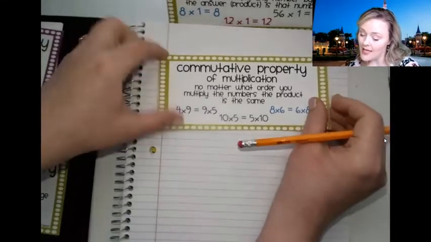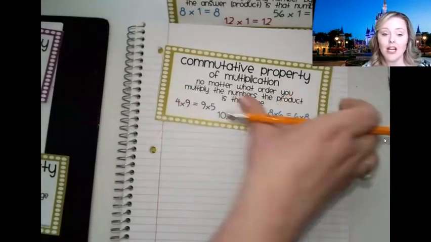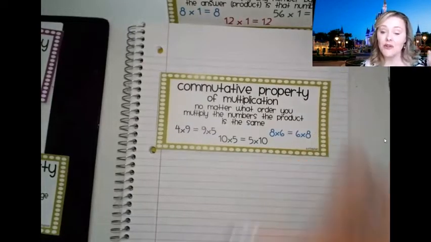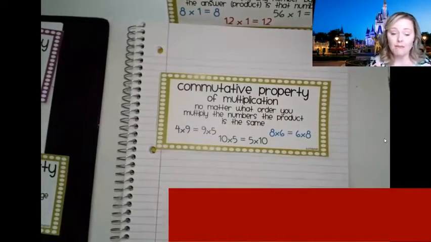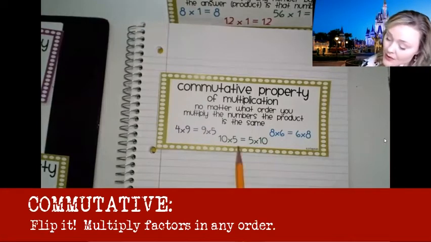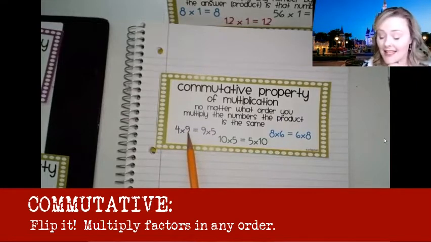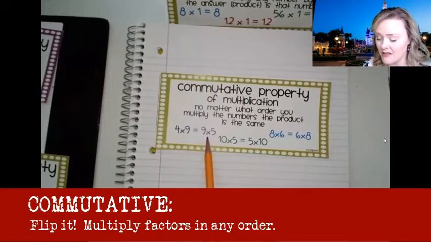The next property is the commutative property. This is another one that I teach pretty early in the year. It's just that you can flip them in any order. You can multiply your numbers in any order. So we're going to think about if 4 groups of 9 would be the same as 9 groups of 5.